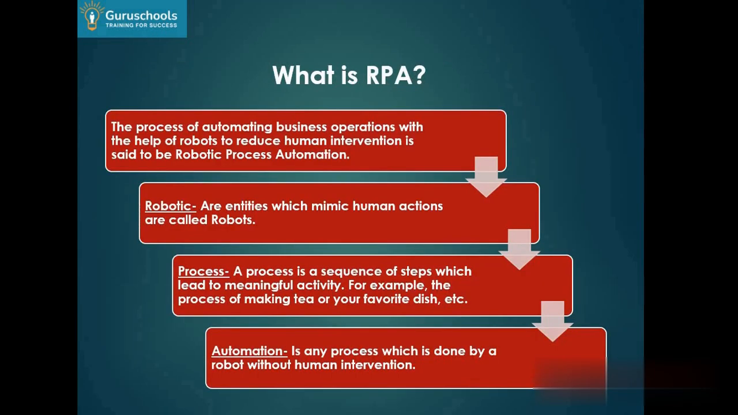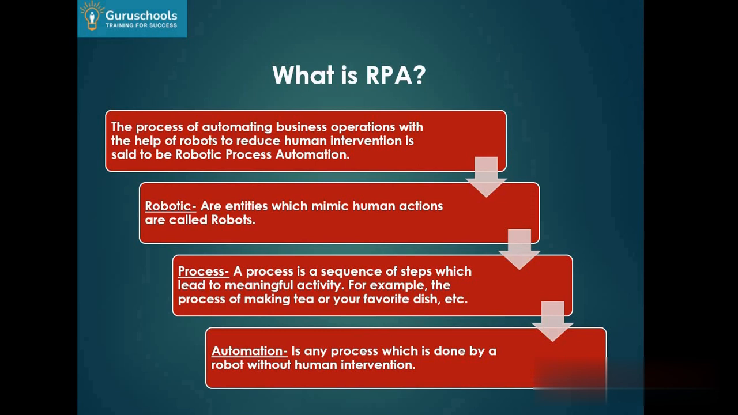Now we will move to the RPA. What is RPA, right? RPA is robotic process automation. It will automate the day-to-day tasks which people perform while working their jobs, right? And what do you mean by robotics? Robotics means those entities which mimic human actions are called robots, right?